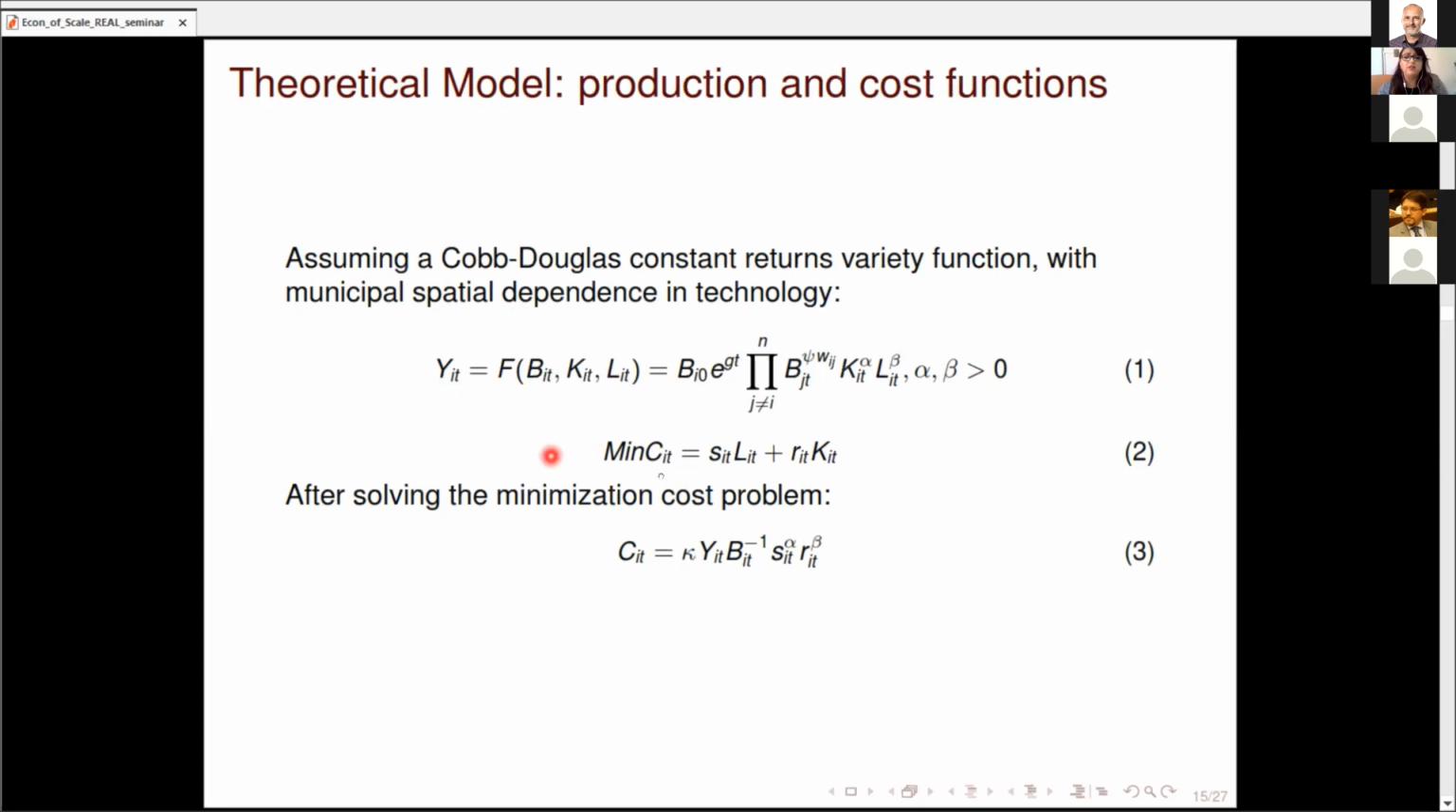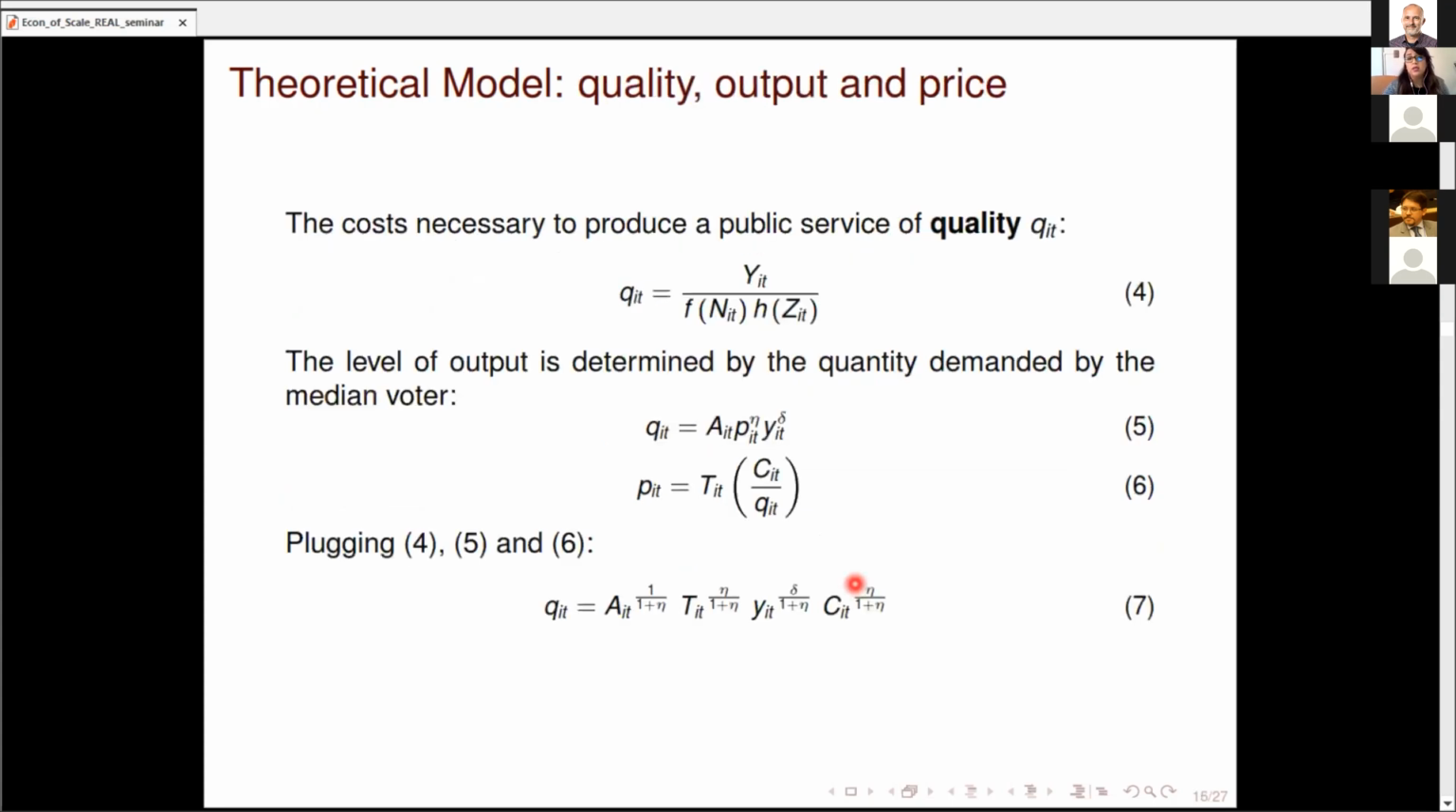Then after solving this cost minimization problem, we will arrive at our cost function, which is equation 3. Until now, we have represented a common production function. However, we have to remember that we're talking about public goods. And a main characteristic that we have to address is the quality of these public goods. Therefore, the literature agrees that the quality will be determined by the level of output, by the level of population, and also by a set of exogenous factors, which will include demographic, social, and also geographical aspects and characteristics.